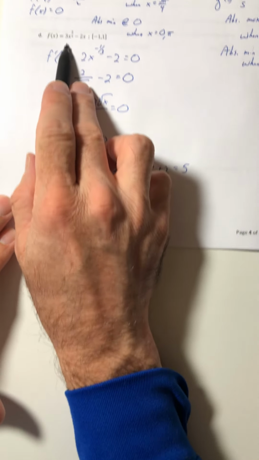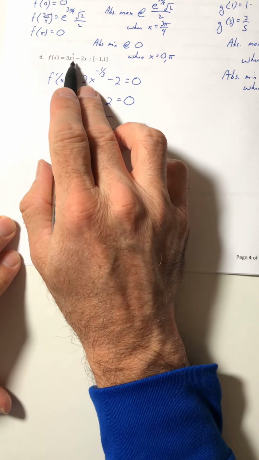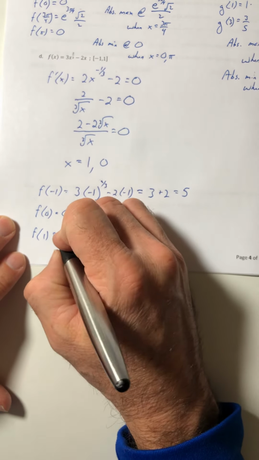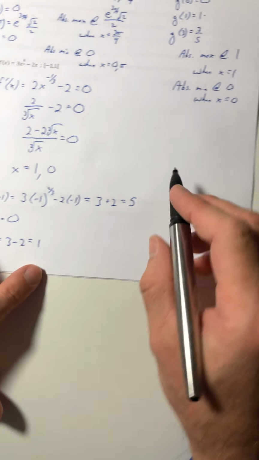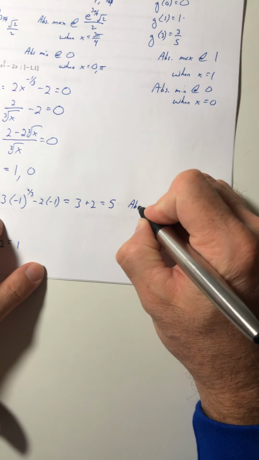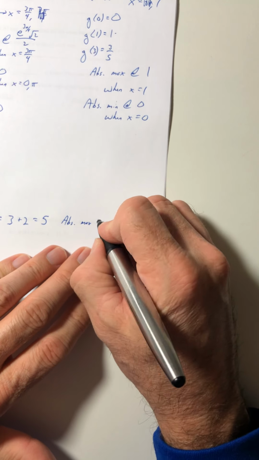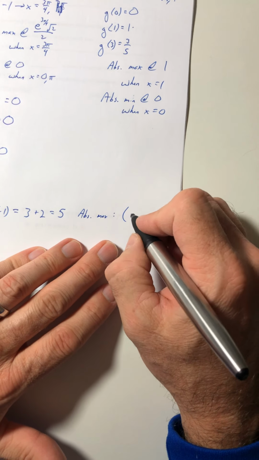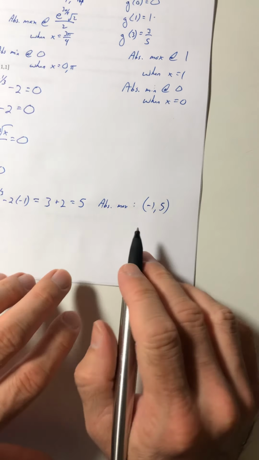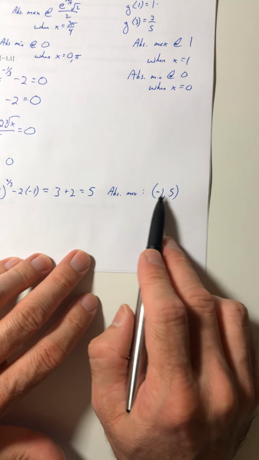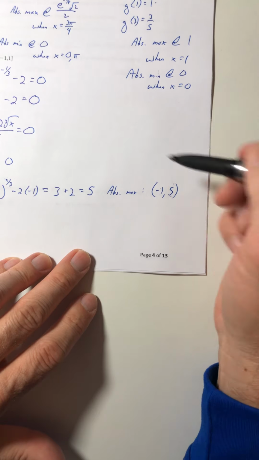Okay, now if you plug in the zero, that knocks out everything, so that's a zero. Plug in the one, 1 to any power is still 1, so it's just 3 minus 2, which is 1. So here's your max, here's your min. And I'm going to write it as a point this time, just because sometimes it's useful to have both formats. So the absolute max is at the point negative 1, comma 5. This is the actual value, the 5. The negative one is just the location.